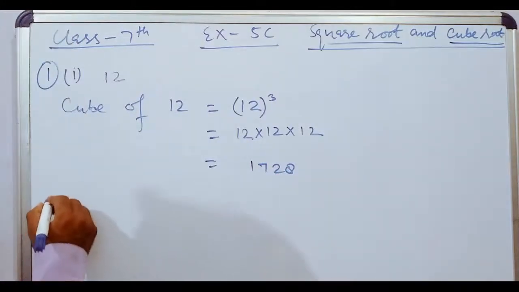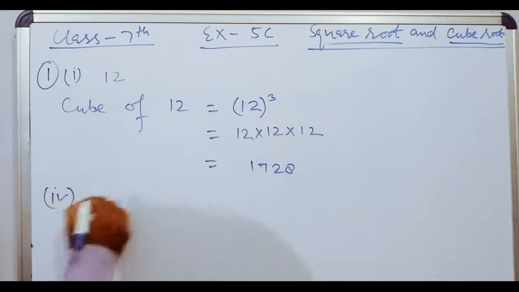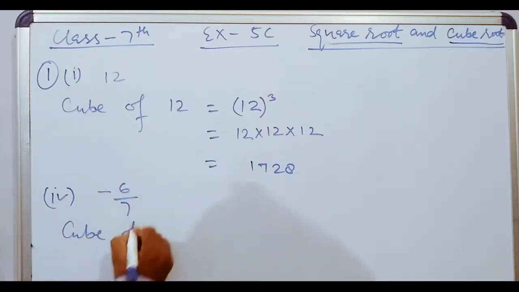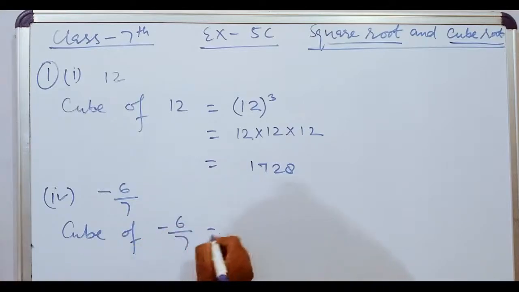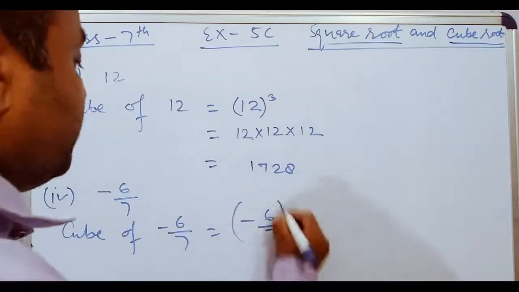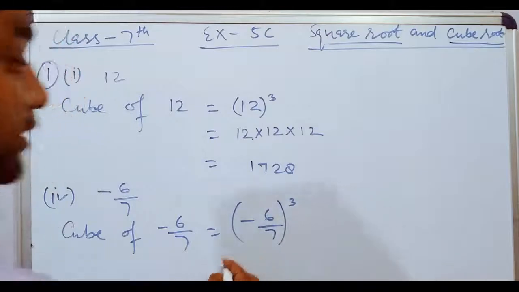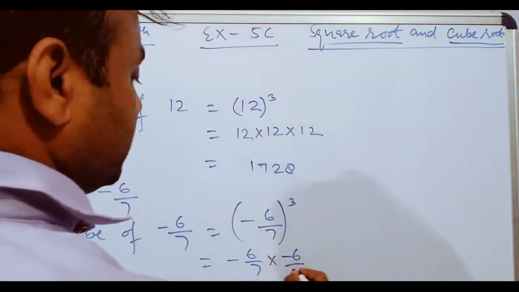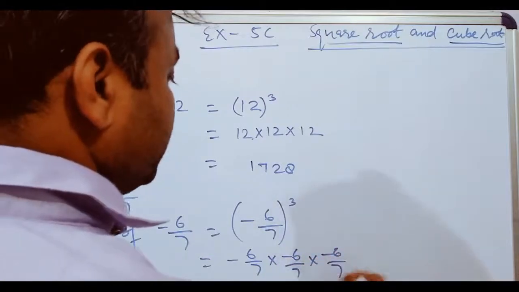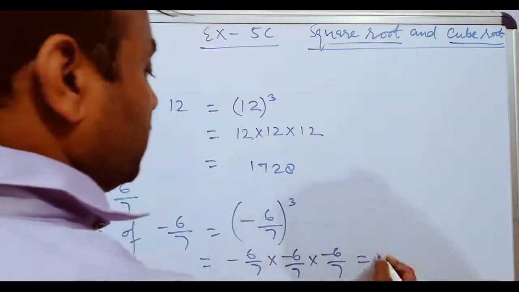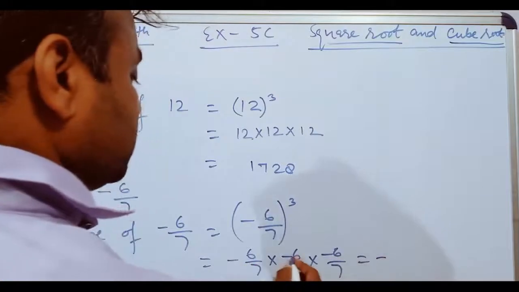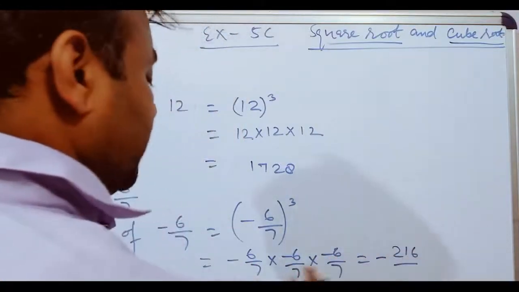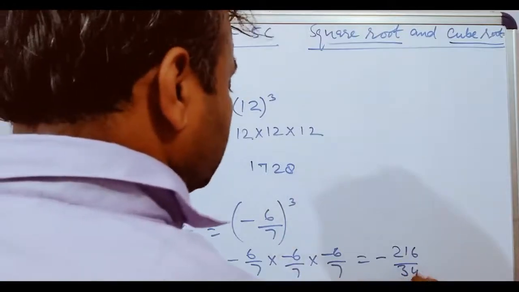Now, fourth part, minus 6 upon 7. Cube of minus 6 upon 7 equal to minus 6 upon 7 to the power 3. Dear student, minus 6 into minus 6 upon 7 into minus 6 upon 7. Dear student, minus to the power odd number, then answer is minus. 6 6s are 36, 6 36s are 216. 7 7s are 49, 7 49s are 343.